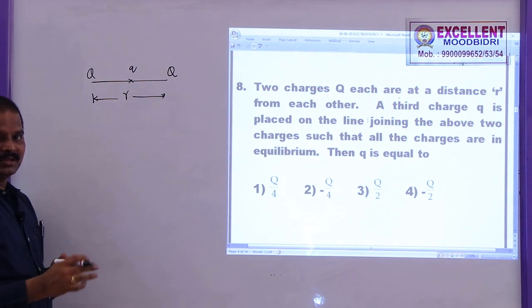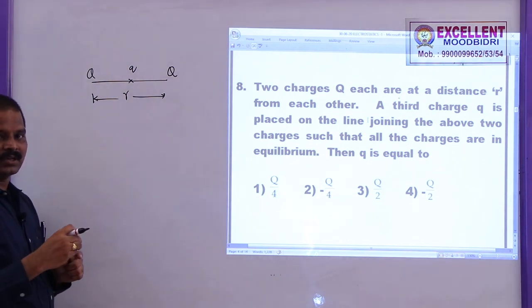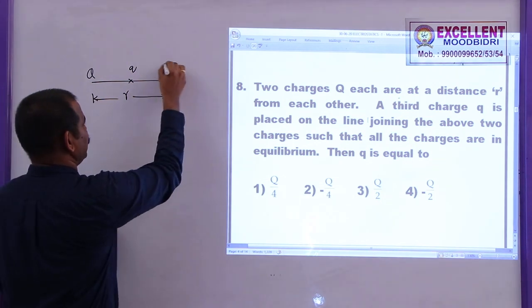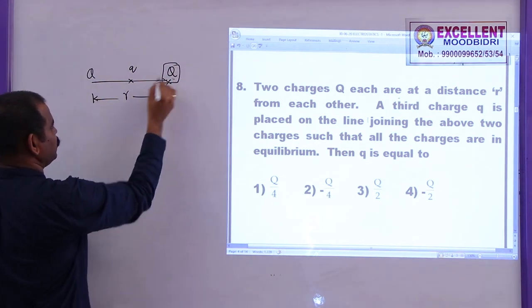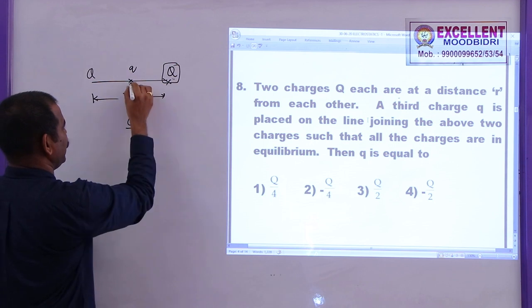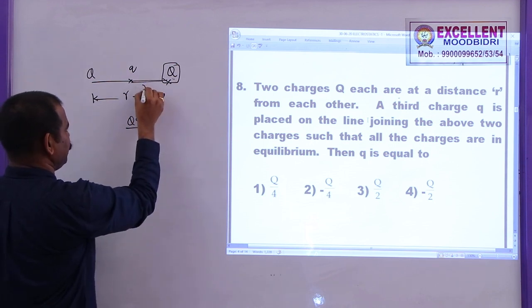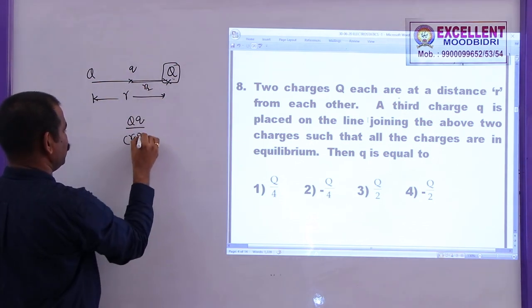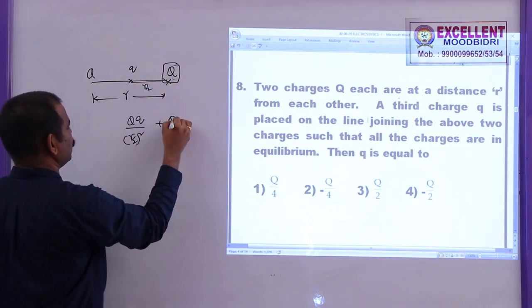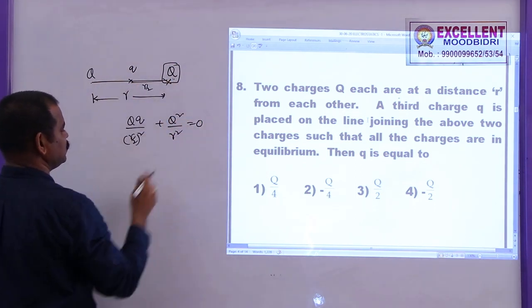When three charges or any number of charges are in equilibrium, the net force acting on any charge must be equal to 0. So let me take this charge. What is the force between these two? Capital Q, small q by, let us say this distance is half of r, so (r by 2) whole square. Between these two, q square by r square, and this is the net force 0.